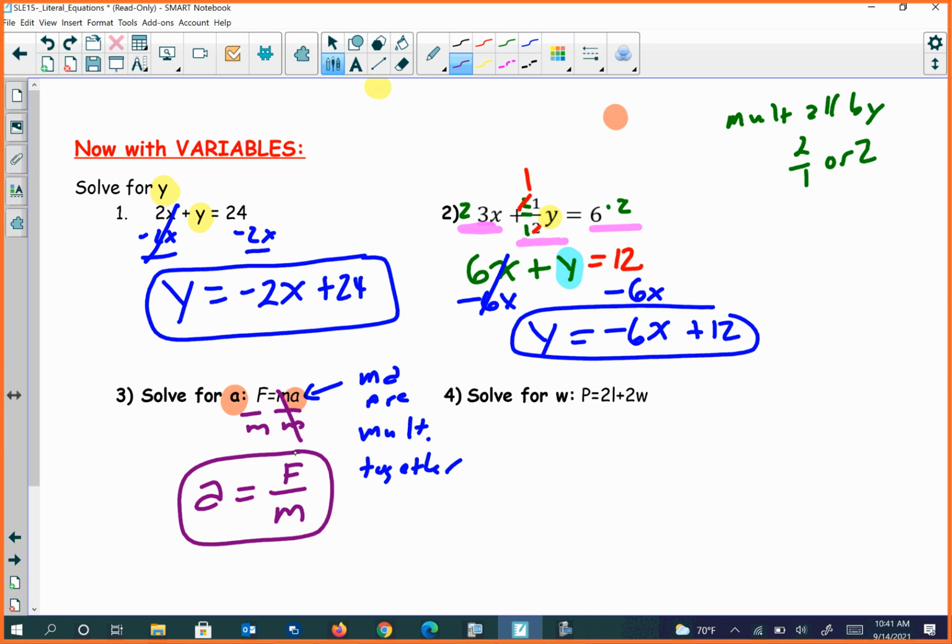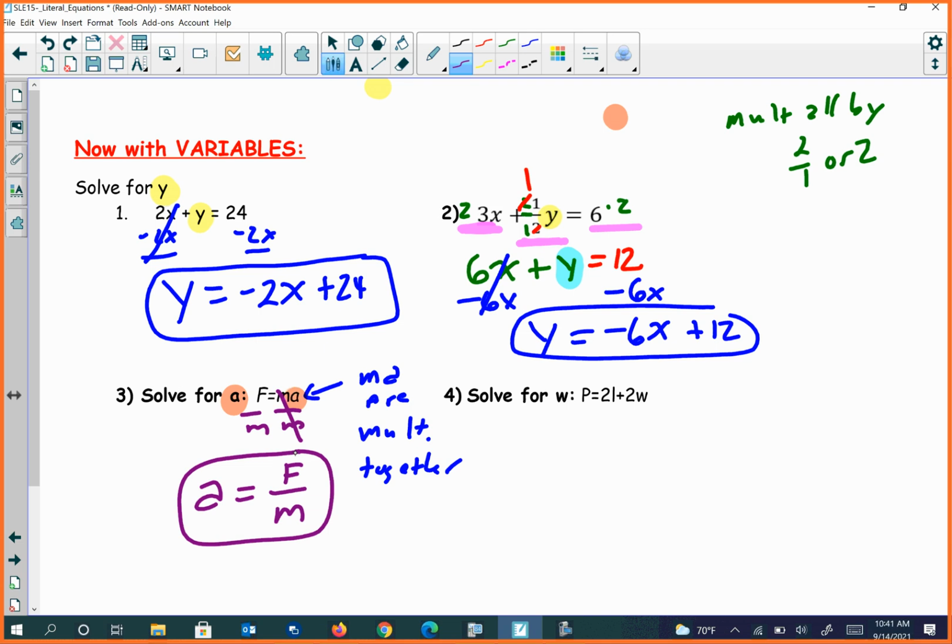Good thing we offer this class every year. All right, number 4. Solve for W. Do you think that's a 21 or do we think that's a 2L? I think it's a 2L. So P equals 2 times L plus 2 times W.